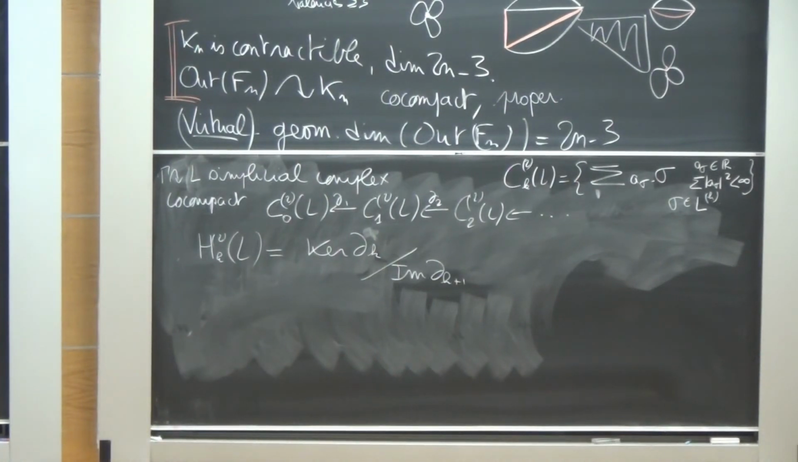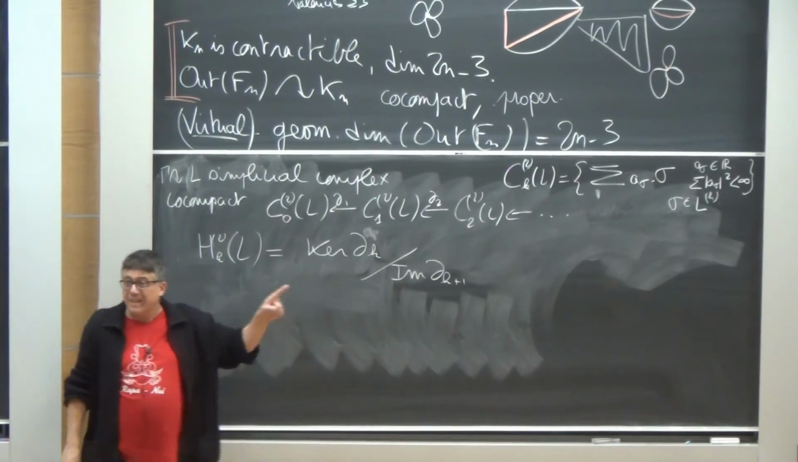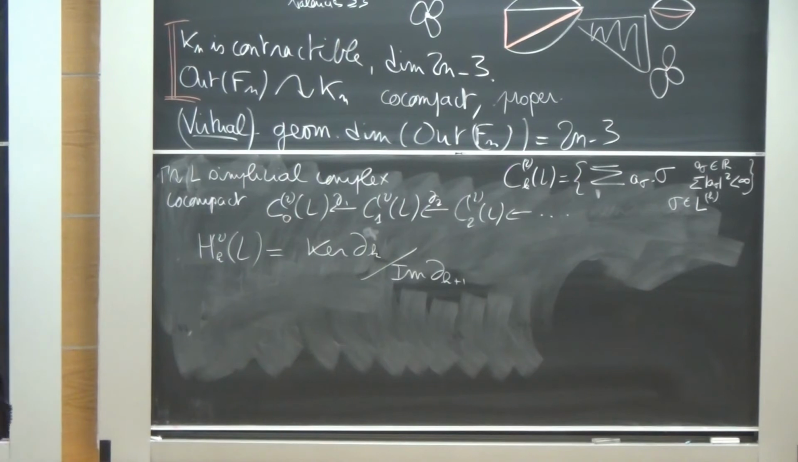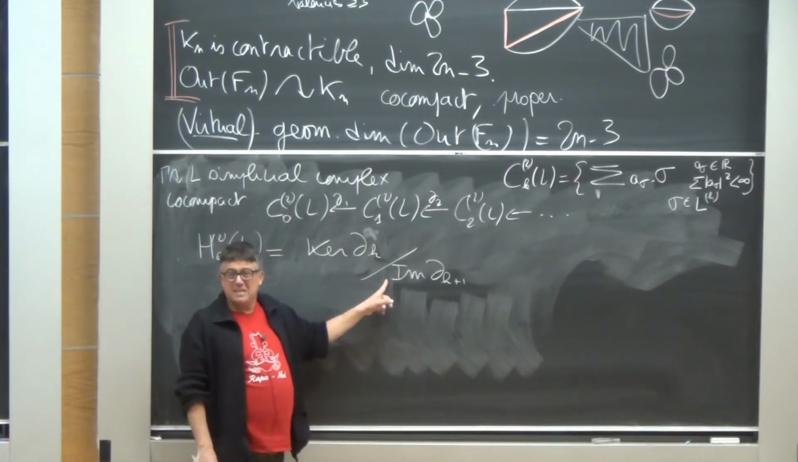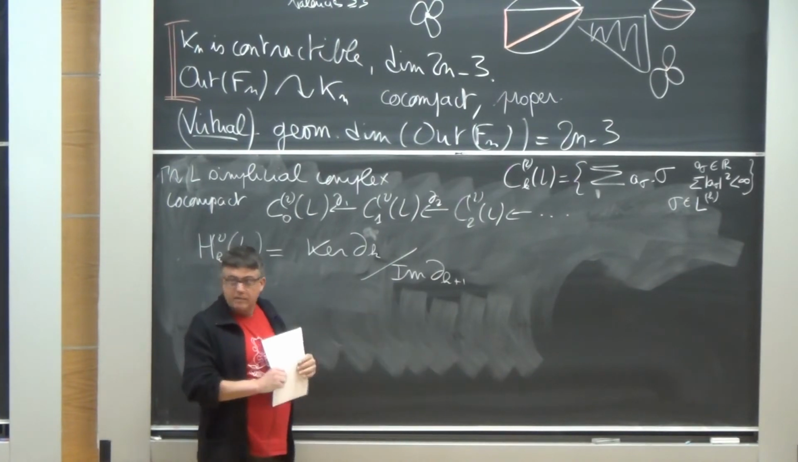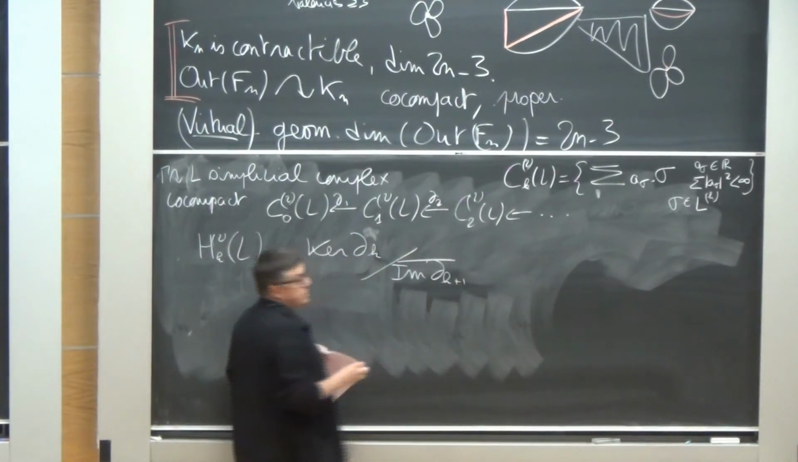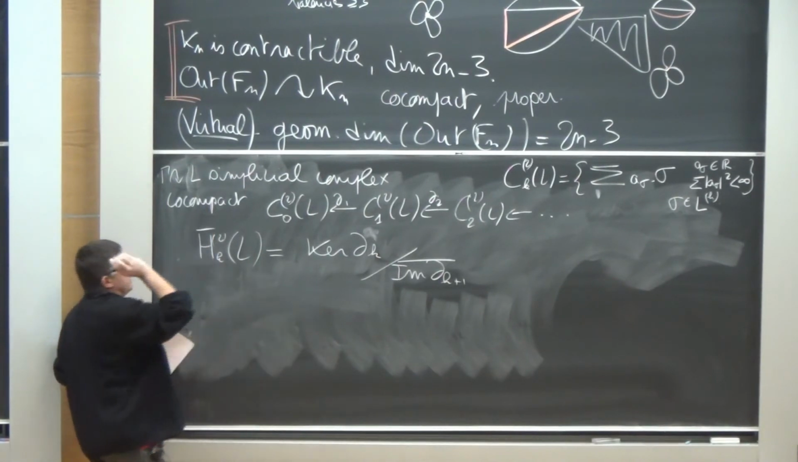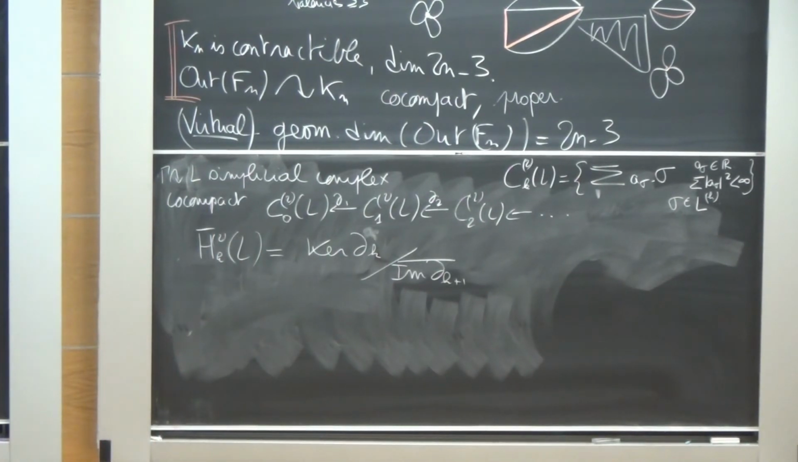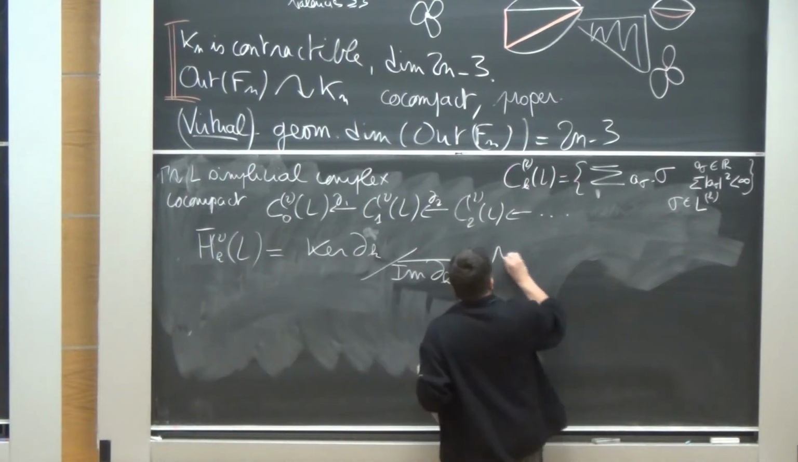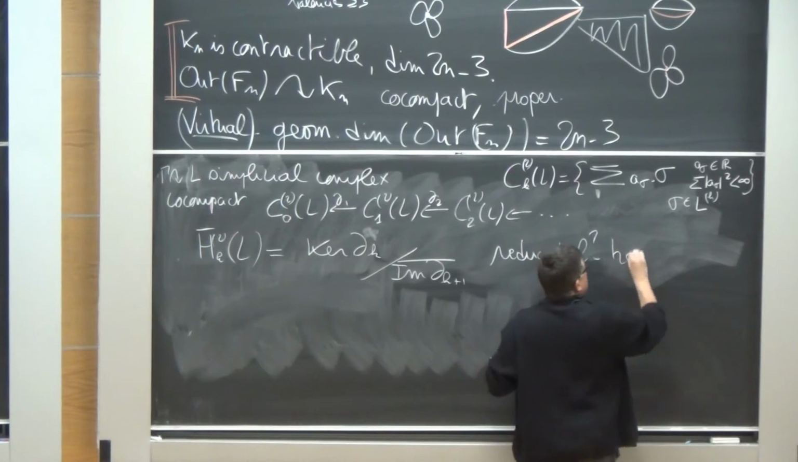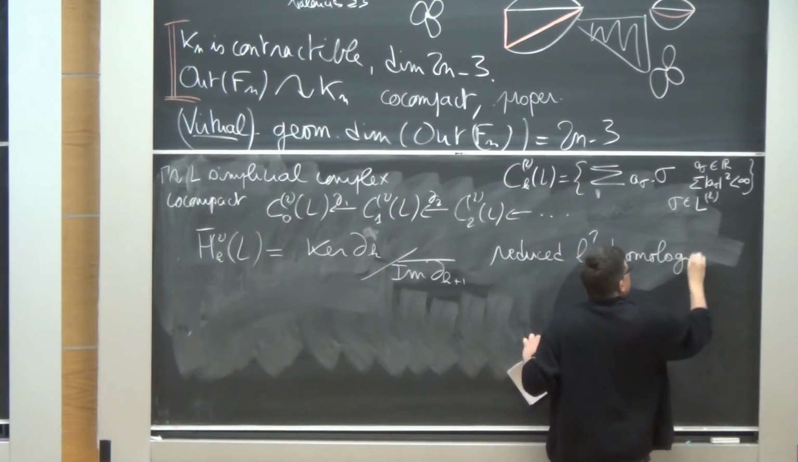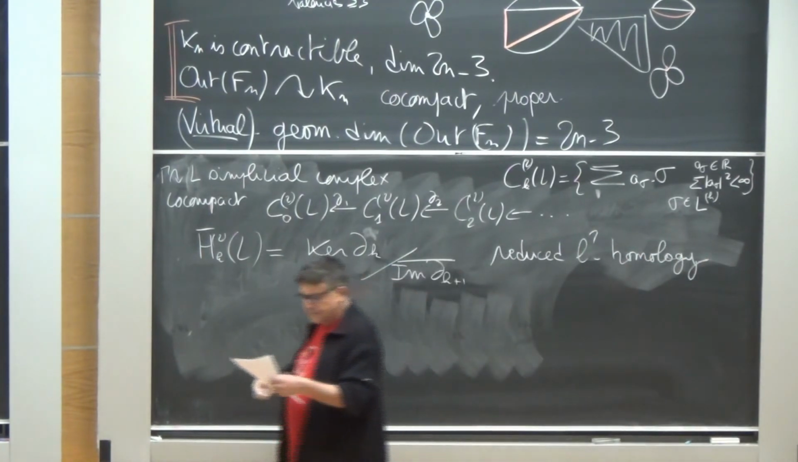The only thing is that, you know, in the Hilbert space context, the image of a continuous map is not necessarily closed. But this quotient by a non-closed space could be really ugly. For this reason, we usually take the closure and add here a small bar. This is the reduced L2 homology. Okay?